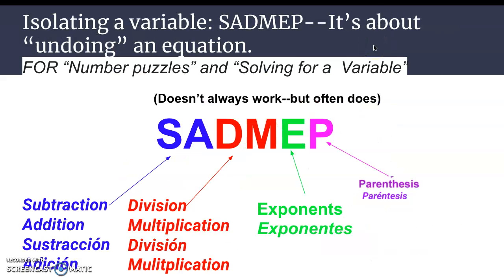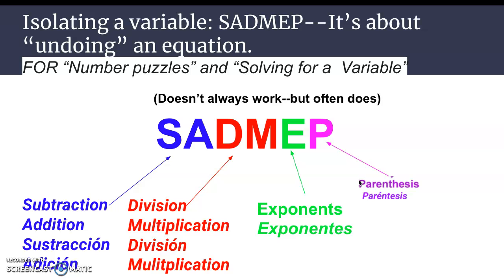Now this is a little bit different, because when you are trying to isolate a variable, when you're trying to get just one letter by itself, you're really trying to sort of undo the equation. So because you're trying to undo it, we do it backwards. So we call this one SADMPEP. It's just the original order of operations backwards. So first we do subtraction and addition, then we do division and multiplication, then we do exponents, and then finally we do whatever's in the parentheses.